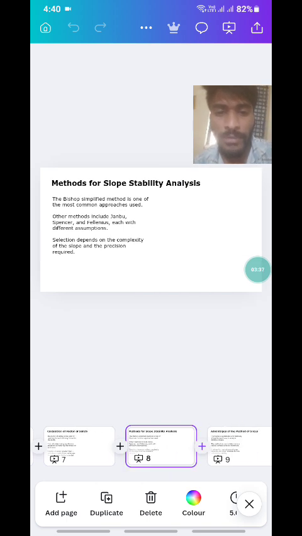Methods of slope stability analysis. Bishop's simplified method is one of the most common approaches used. Other methods include Janbu, Spencer, or Fellenius, each with different assumptions. Selection depends on the complexity of the slope and the precision required.